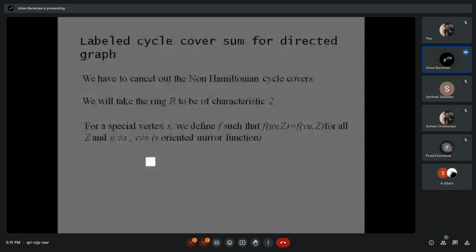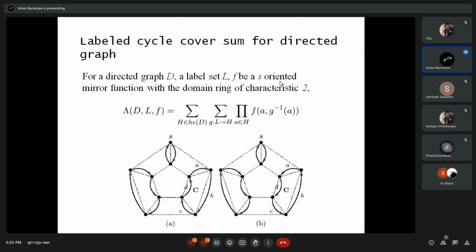So what is the idea? The idea is that non-Hamiltonian cycle covers contribute equally to that sum, because we have described the function to be an s-oriented mirrored function, which is just f of uv comma z equals f of vu comma z. We're just flipping the orientations. We can see, like in this example, these two are non-Hamiltonian covers, and this is the orientation of B, and this is the orientation of A. So we are considering the first cycle of the non-Hamiltonian cycle covers, which does not cross s, and we are flipping them. So these two contribute equally to the sum. And since the ring is of characteristic 2, they add up and nullify each other, leaving only the Hamiltonian cycle covers.